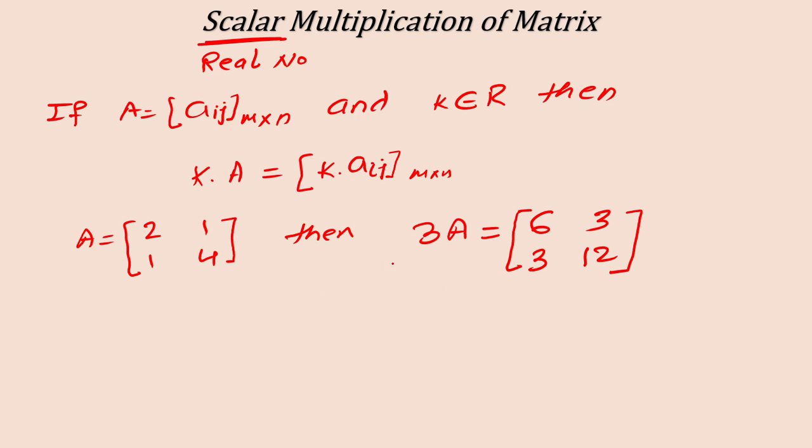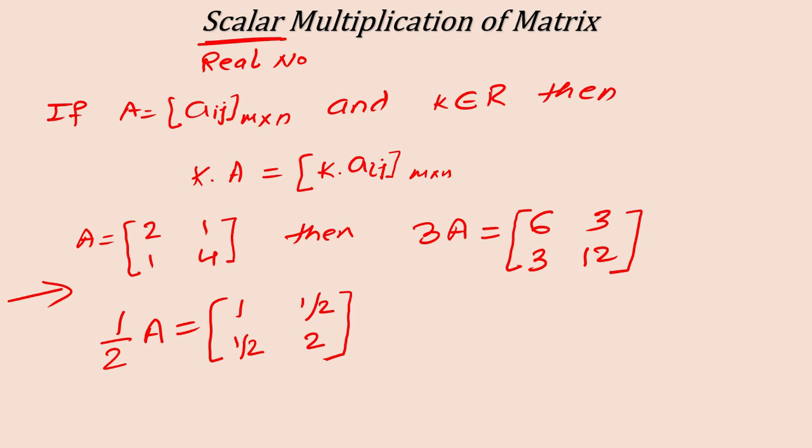Same goes with the division also. If I say this is the matrix A, and you have to find 1 over 2 A, it means every element of this matrix will be divided by 2. So, 2 divided by 2 means 1. 1 divided by 2 means 1 over 2. 1 divided by 2 means 1 over 2. And 4 divided by 2 means 2. So, this is the answer. Like this, we can do the scalar multiplication.